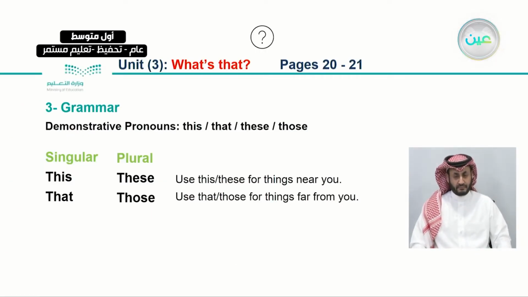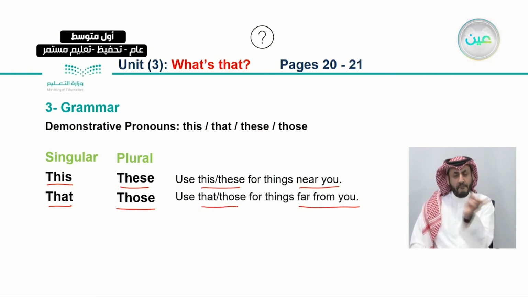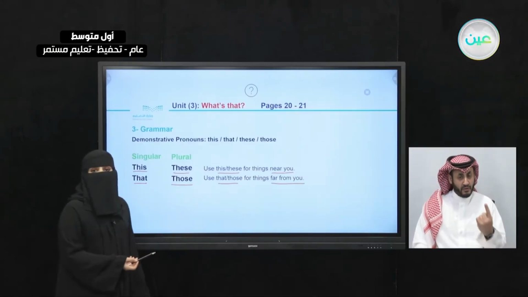In grammar, we were introduced to demonstrative pronouns such as this, that, these, and those. If I'm talking about a singular item, I will be saying this and that to point at an item. For plural, these and those. Use this, these for things near you, and use that, those for things far from you. This, that, these, those.